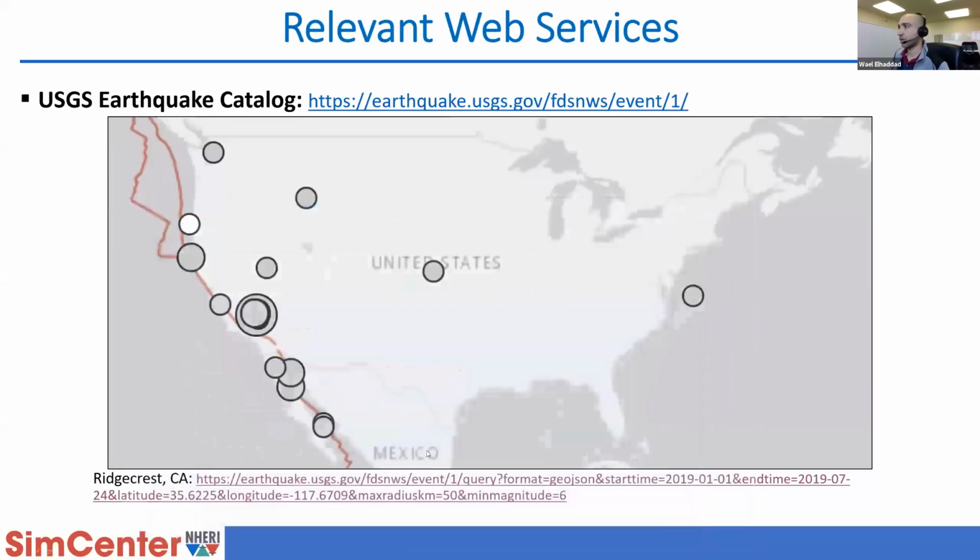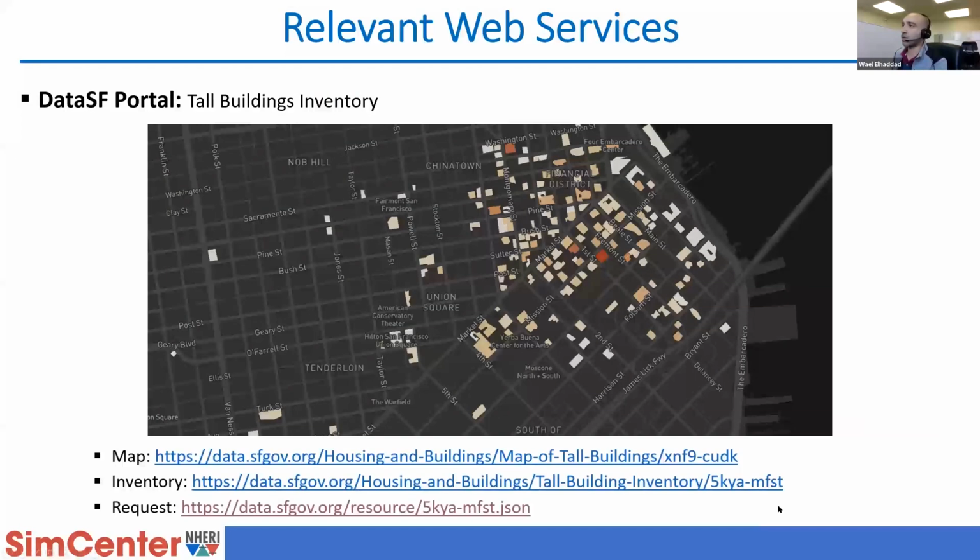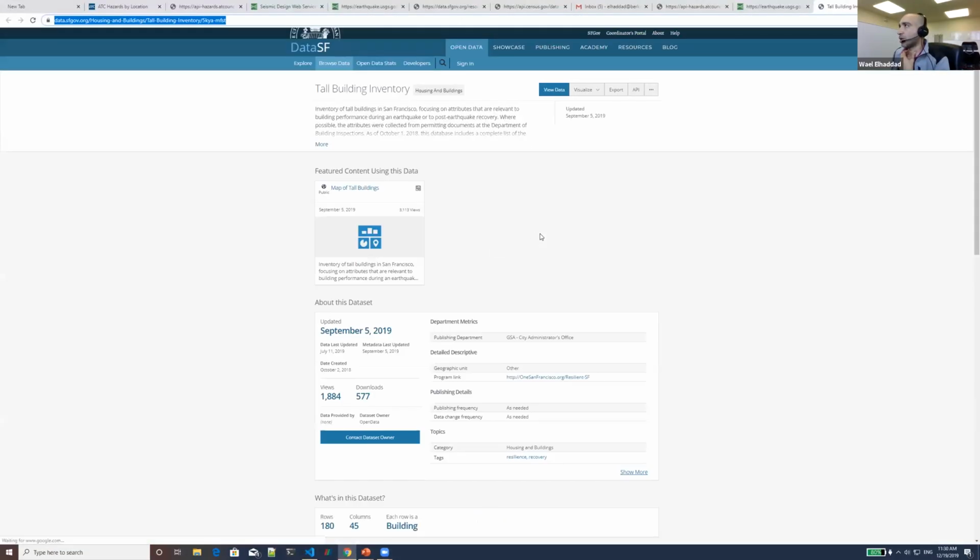So going back to the presentation, I'll show you another example. This is another example of a tall buildings inventory in San Francisco. It's available through the Data SF portal. And if you click on some of these links in the presentation later, it will take you to the website with some more information. But what I want to show you is this link in the middle here. And I want to show you something that I think might be useful.